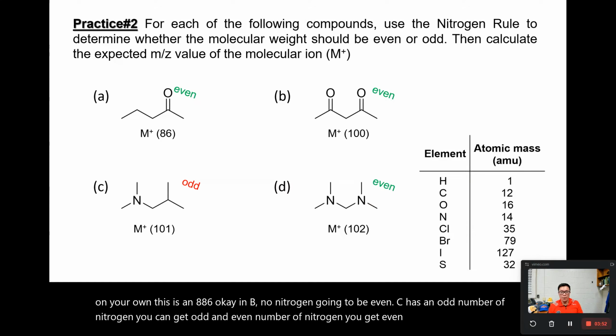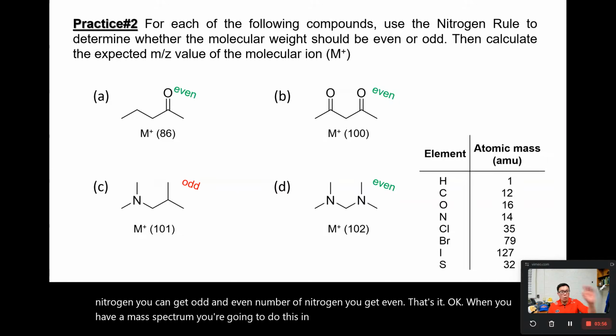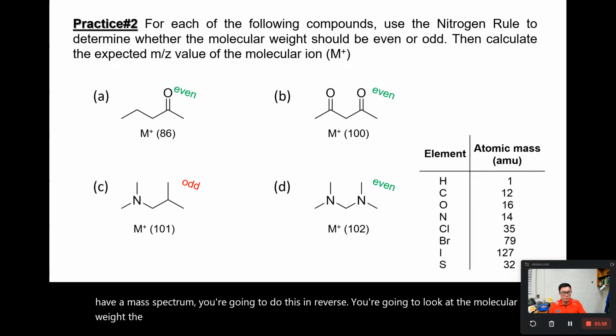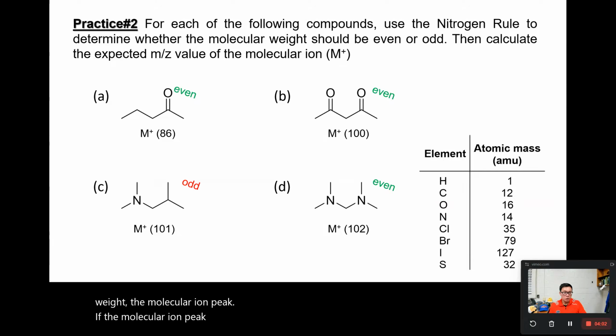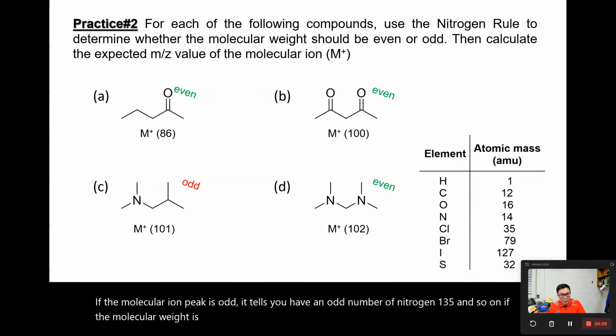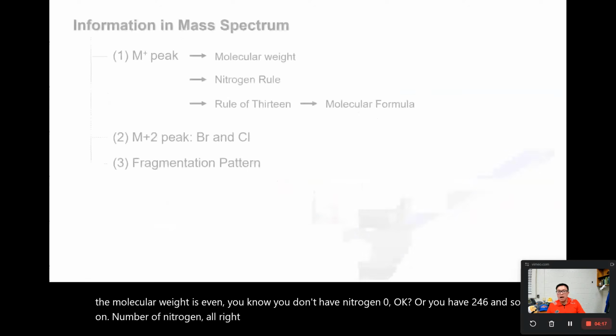That's it. When you have a mass spectrum, you're going to do this in reverse. You're going to look at the molecular weight, the molecular ion peak. If the molecular ion peak is odd, it tells you you have an odd number of nitrogen, 1, 3, 5, and so on. If the molecular weight is even, either you don't have nitrogen, 0, or you have 2, 4, 6, and so on, number of nitrogen. All right, that's the nitrogen rule.